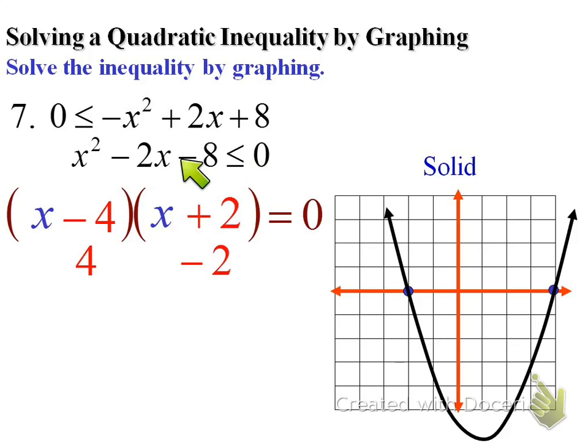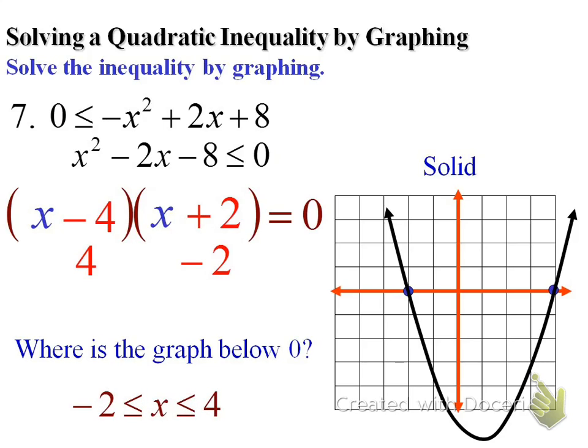Now, looking at this inequality, I want to know where my parabola is less than or equal to 0. Remember, 0 is our x-axis. So is it between our intercepts that it's less than 0 or outside of our intercepts that it's less than 0? Is it below the x-axis between the intercepts or outside of the intercepts? Where is the line below the x-axis? Inside the intercepts, right?